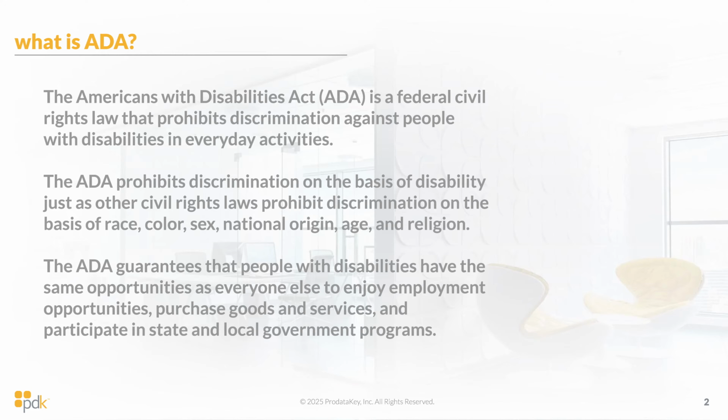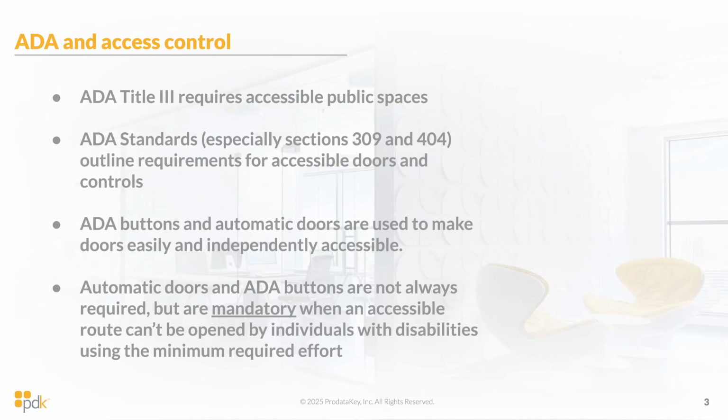So what that means from a door standpoint is that we are going to require accessible places. What that looks like from a door standpoint is that anybody, regardless of whether they are in a wheelchair or maybe walk with a cane, any kind of disability, can still get through that door. So the ADA standards in sections 309 and 404, you're welcome to go look at that, or you can just take my word for it. That outlines the requirements for those accessible doors.